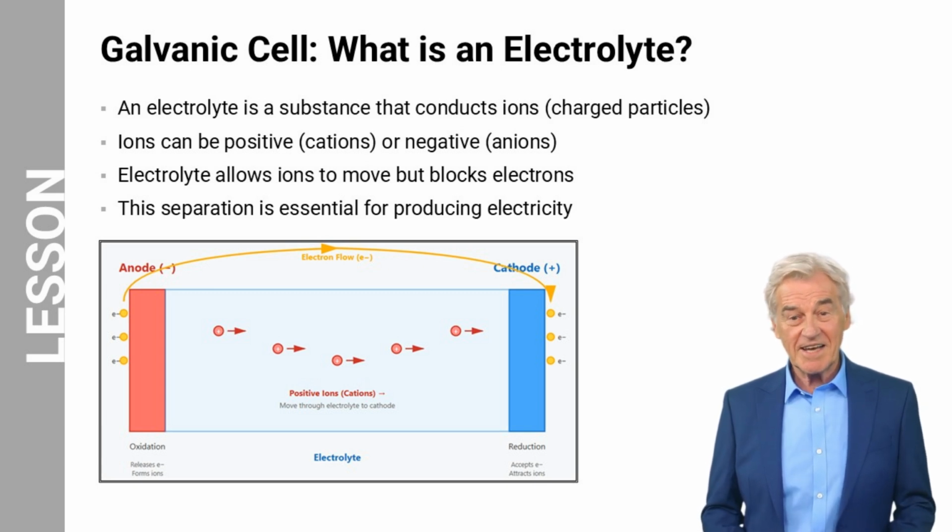Here's the important part. The electrolyte lets ions pass, but doesn't let electrons pass. This is crucial because if electrons could travel through the electrolyte, the anode and cathode would be connected directly, and we couldn't capture any electrical energy. By blocking electrons while allowing ions to pass, the electrolyte forces electrons to travel along an external path where they can do useful work.